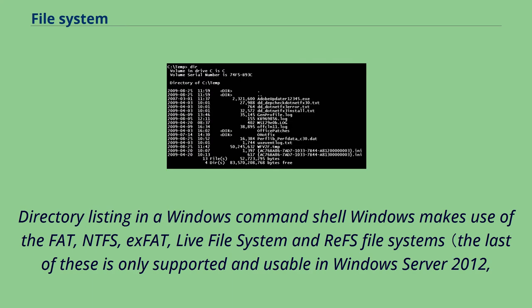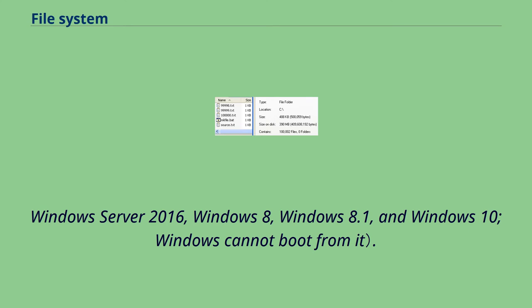Directory listing in a Windows command shell. Windows makes use of the FAT, NTFS, exFAT, Live File System and ReFS file systems. The last of these is only supported and usable in Windows Server 2012, Windows Server 2016, Windows 8, Windows 8.1, and Windows 10. Windows cannot boot from it.